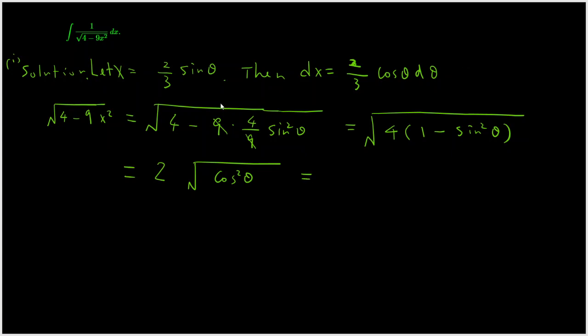Again, in most cases, you do not have to write the restriction on theta, but when theta is in between negative half pi and half pi, cos of theta is always positive. That's why you do not need the absolute value of cos of theta. So you just have 2 cos of theta. You see the radical is gone. That's actually the amendment step.